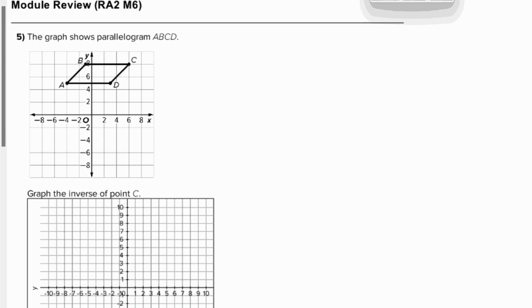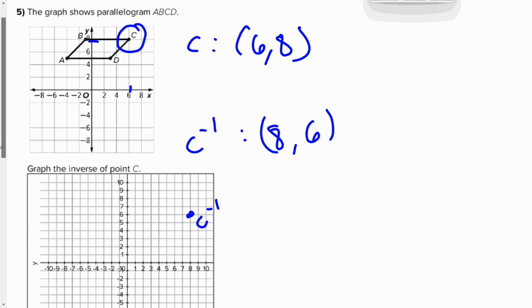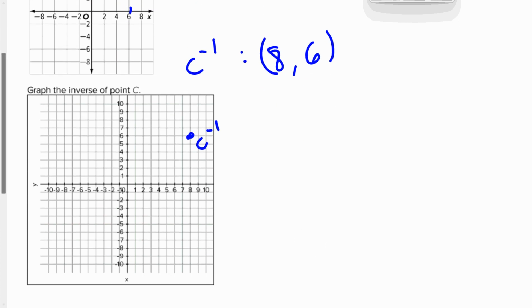Okay, number 5 here, we got this parallelogram, A, B, C, D. Those are just points, and it wants us to graph the inverse of point C. So point C, go over 6, go up 8. So point C is 6, 8. So the inverse of that is just switching the x and y. So C inverse would be 8, 6. So I just go over 8, go up 6. There it is, C inverse. That -1 up there is not an exponent, it is the word inverse.